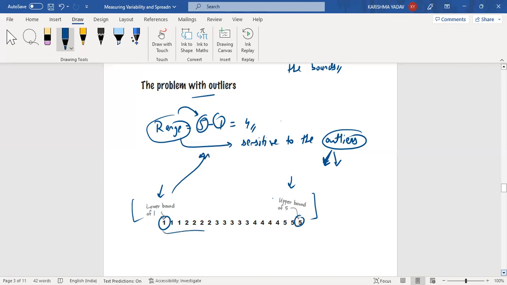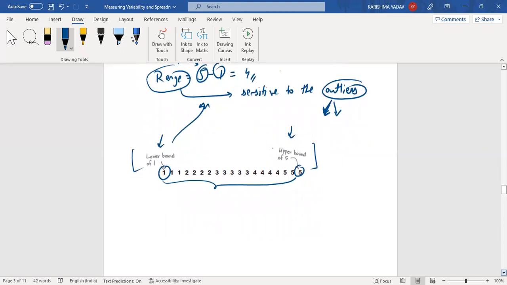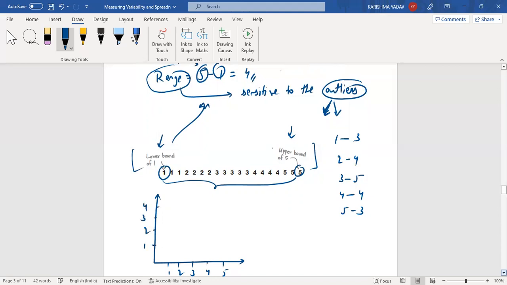If this is the data set that I have, and I add an outlier to it, let's just look at this data. We have 1 three times, 2 four times, 3 five times, 4 four times, and 5 three times. If we make a vertical bar chart of this, histogram type, it would have 1 2 3 4 5 on the horizontal axis and 1 2 3 4 5 on the vertical axis.